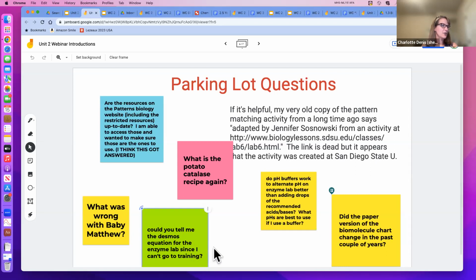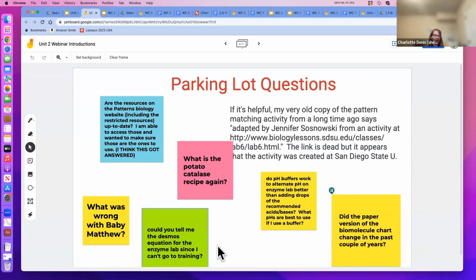Can I tell you the Desmos equation for the enzyme lab? Well, there are 4 different ones. And I don't know who posted that, but maybe you can hang out and I can show you my keys after. I think I have keys linked in the teacher notes. Potato catalase recipe: I run 1 red potato through a juicer, and then I dilute it 1-to-1 with distilled water. But that's also in the notes of the enzyme lab. If you don't have access to a juicer, you can blend it with a certain amount of water, and then filter out the solids.